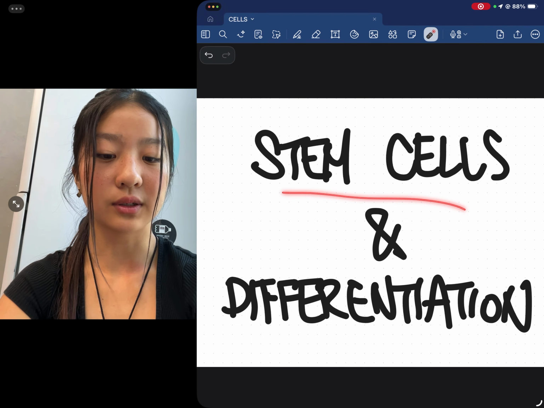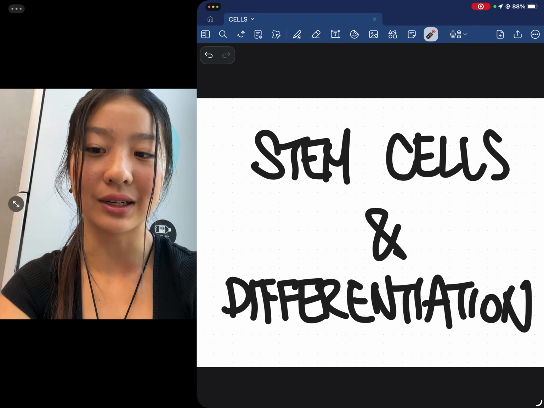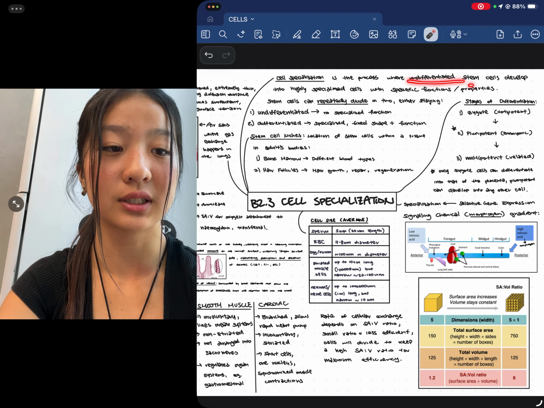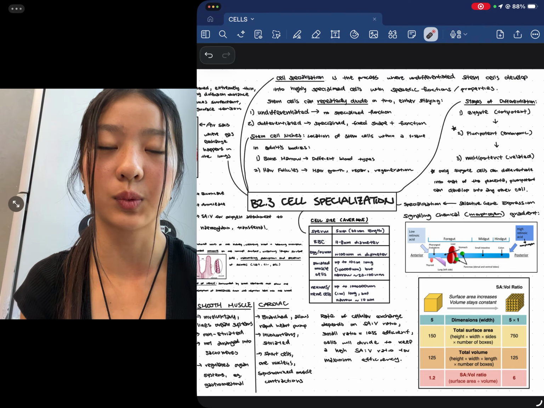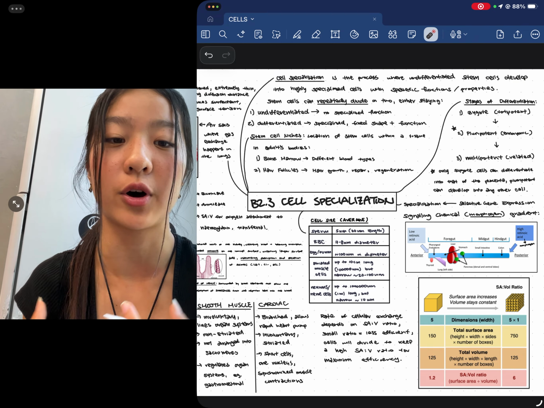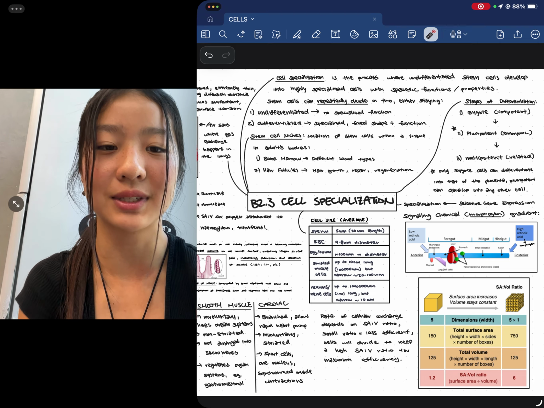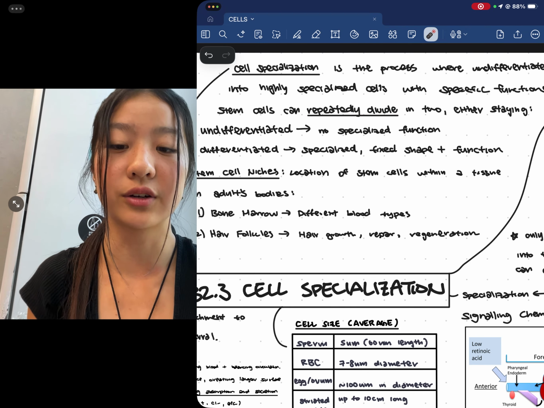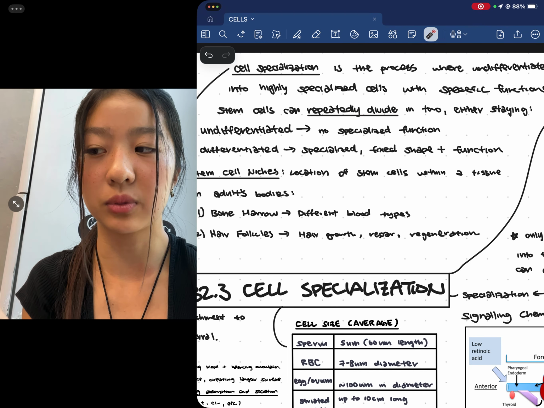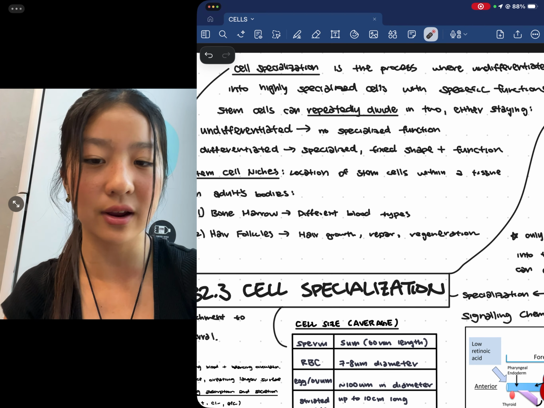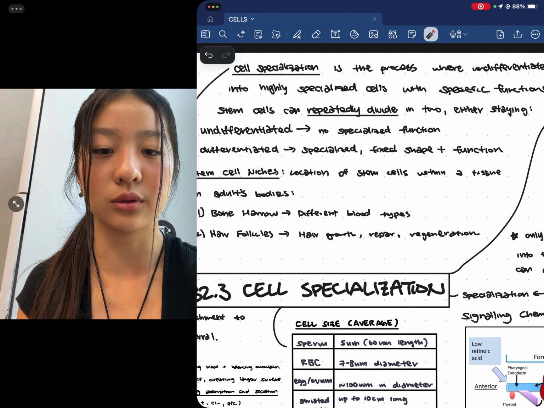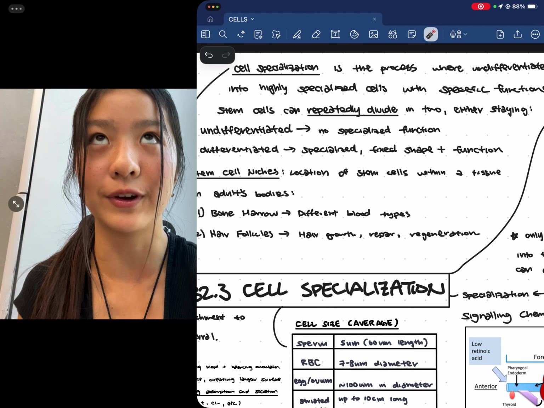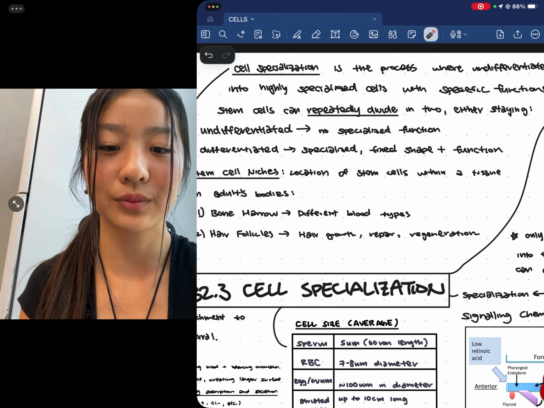Okay, we're going to be looking at stem cells and differentiation as part of cell specialization. Cell specialization is a process where undifferentiated stem cells develop into highly specialized cells with specific functions and properties within the body. The characteristics of stem cells are that they can repeatedly divide in two, and they can either stay undifferentiated with no specialized function but retain the ability to keep on differentiating, or they can differentiate into cells with different specialties and then stay within that fixed shape and function.